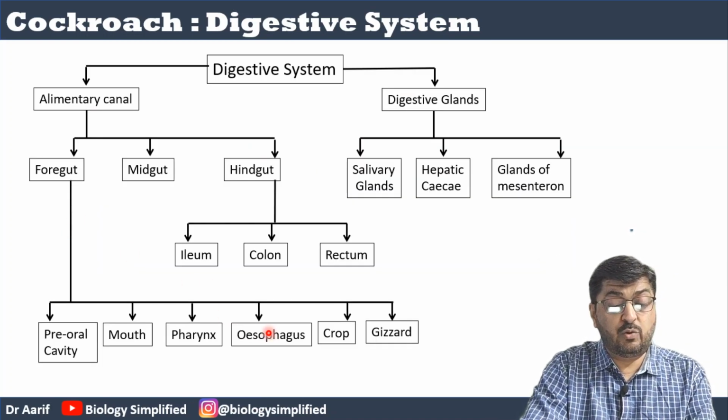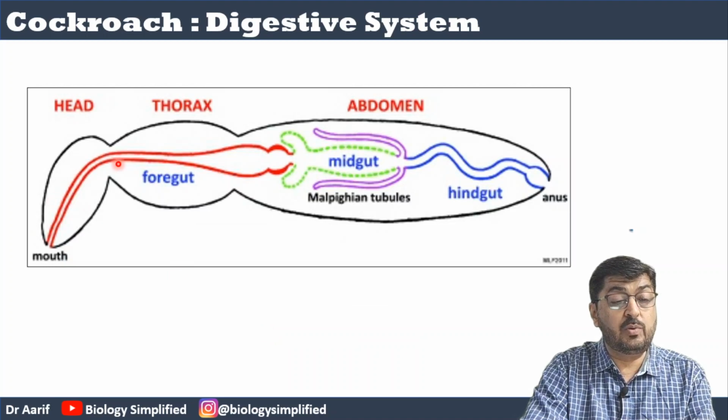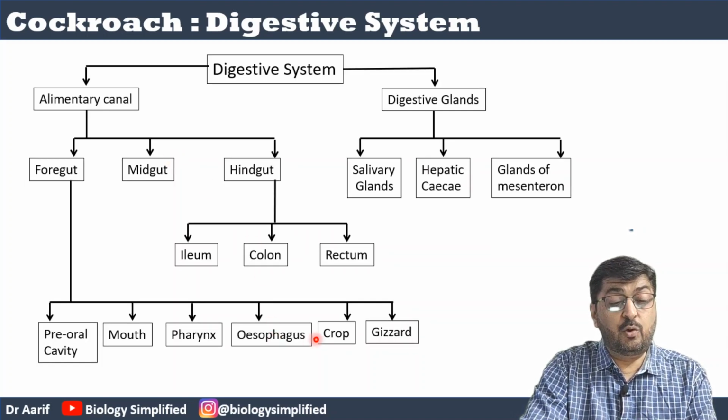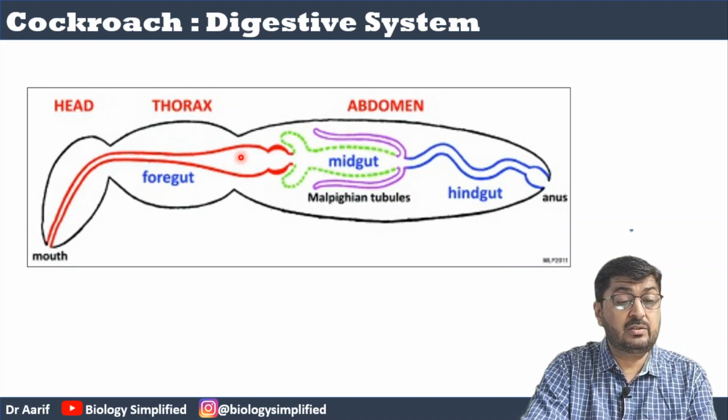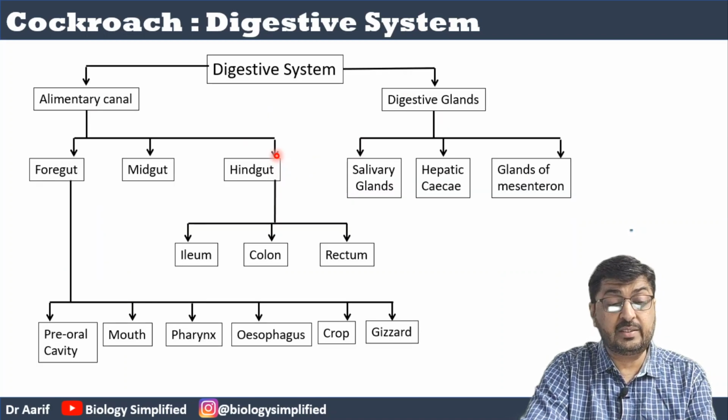Pharynx, esophagus, right? This big tube, esophagus, followed by the crop and gizzard. Now, can we see this pear-shaped structure here? This is the crop, and this small structure here, which marks the end of the foregut, is called the gizzard. These are two relatively new structures for us. We will try and see these structures also. So what do we have here? We've got a pre-oral cavity followed by mouth, behind the mouth the pharynx, after the pharynx the esophagus, followed by the crop and the gizzard. Okay?